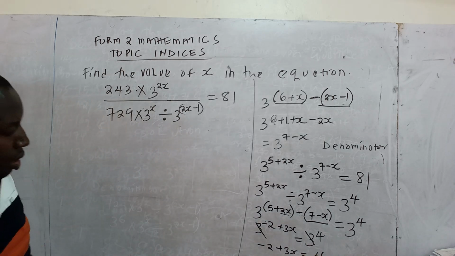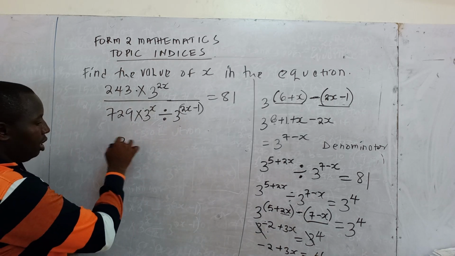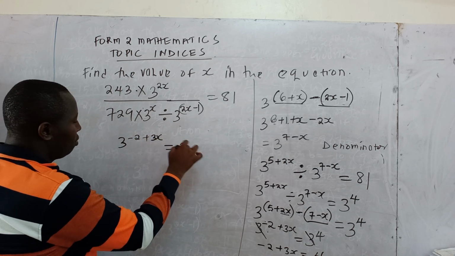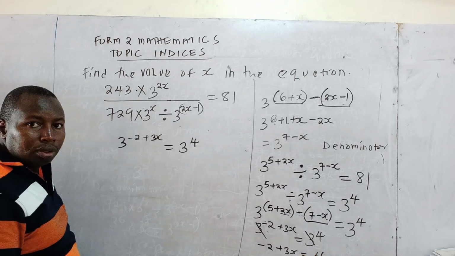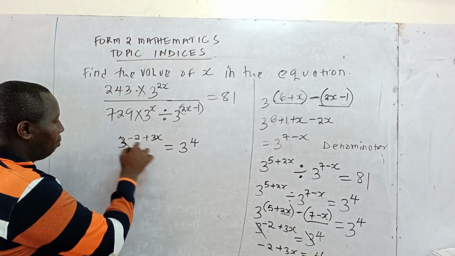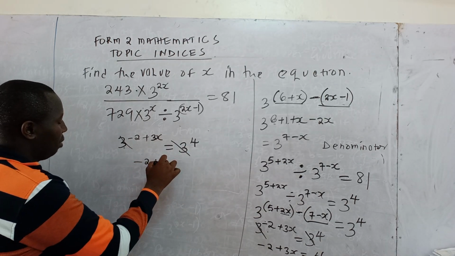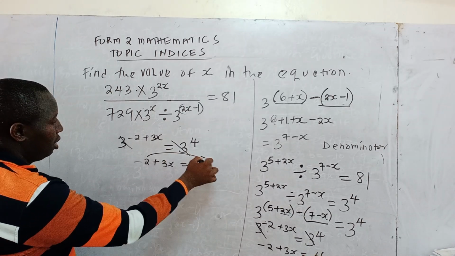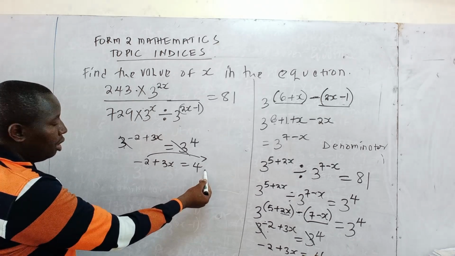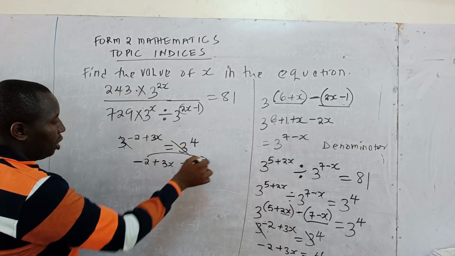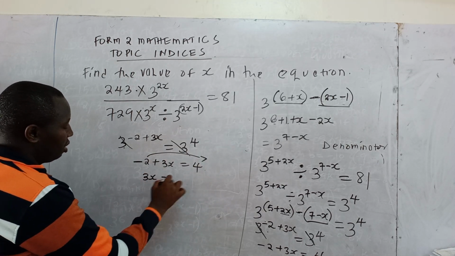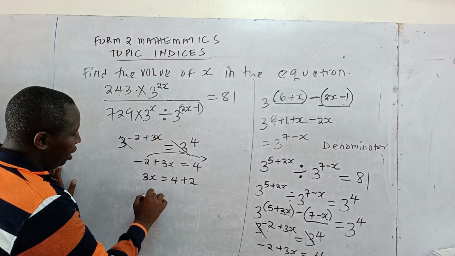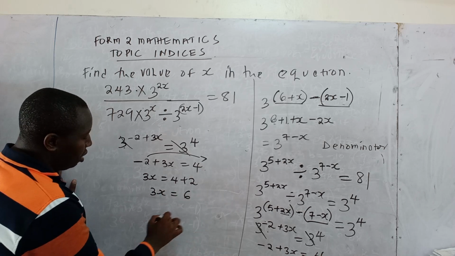So drop the base. So you are at this point, 3 raised to the power negative 2 plus 3x is equal to 3 raised to the power 4. The base is the same. Drop them. Minus 2 plus 3x equals 4. Take this minus 2 on this side. You get this on positive. When you put it on the right hand side, you get 3x is equals to 4 plus 2. And 4 plus 2, you get 6. So 3x is equal to 6.